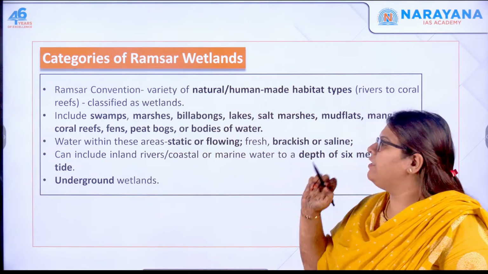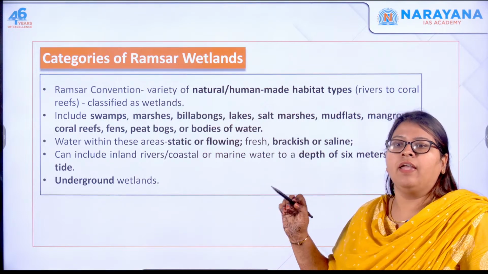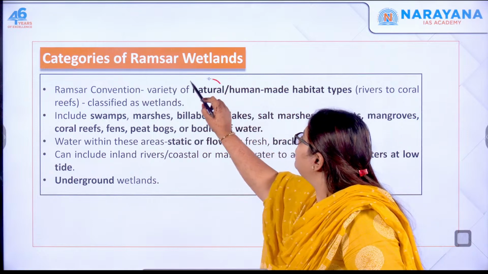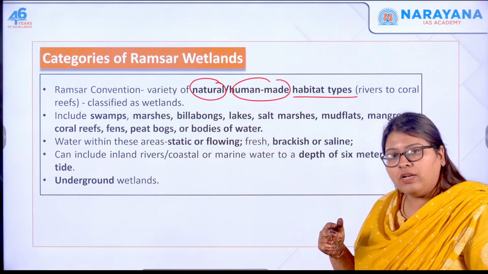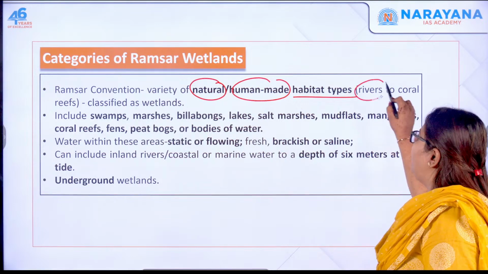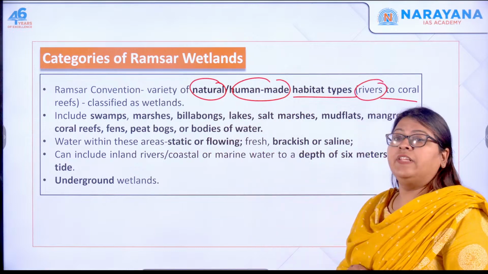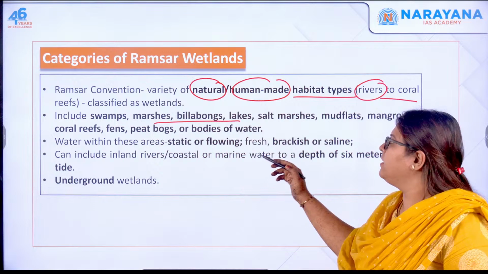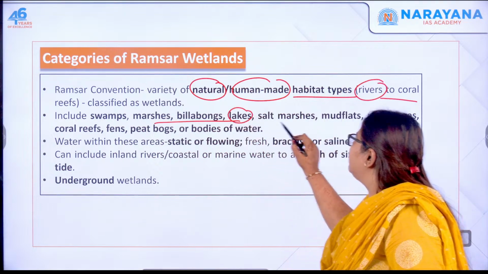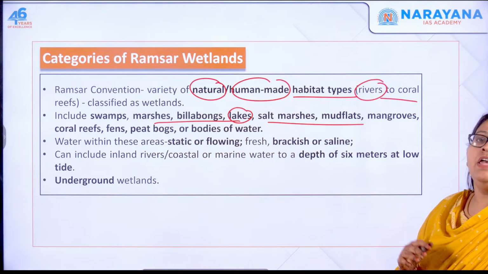The Ramsar Convention acknowledges a variety of wetlands, whether they are natural or human-made habitat types, and it acknowledges that a river or even a coral reef can be classified as a wetland. This can also include swamps, marshes, billabongs, lakes, salt marshes, mud flats, mangroves. All these can also be coral reefs.